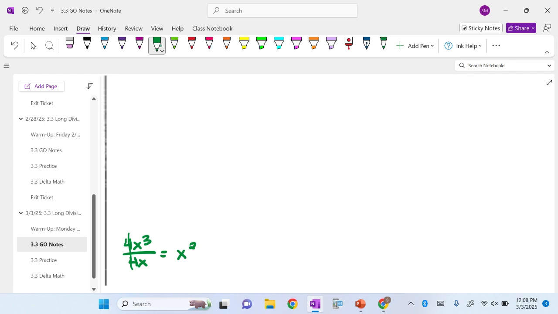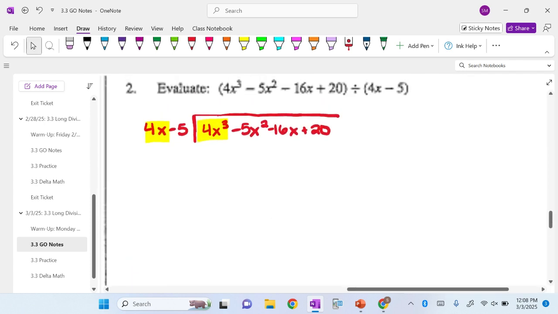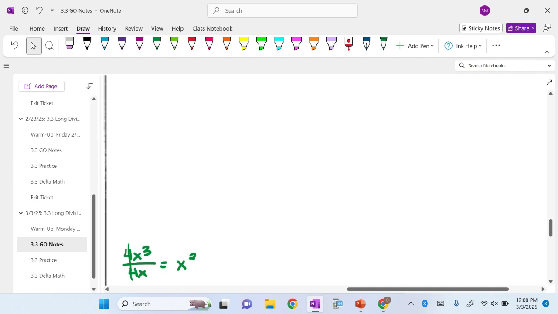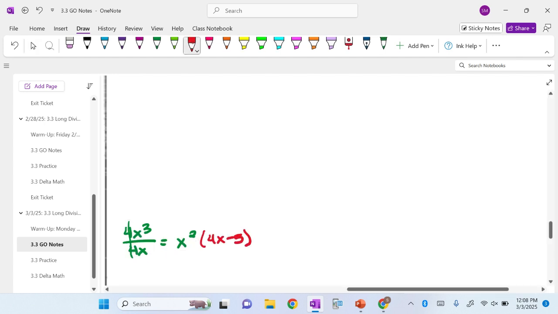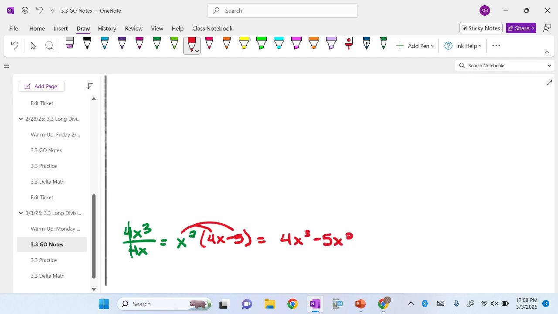All right, so if I wrote x squared up here, what's my next step, Tomas? So what's my next step after I get that x squared? Right, multiply it by 4x minus 5. So I would get what, Tomas? 4x cubed minus 5x squared. Good.